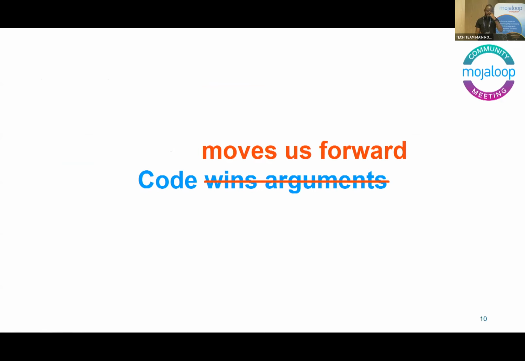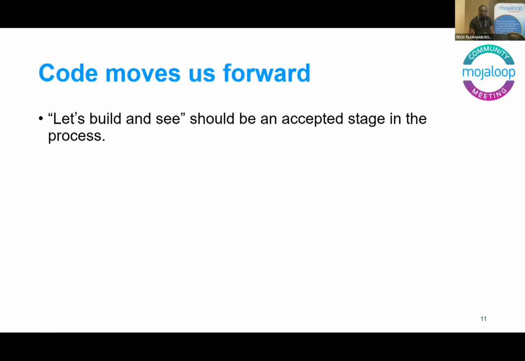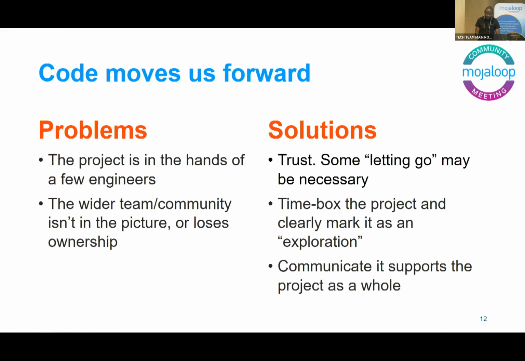It's important that even in our discussions, it's great to see code, and that forms the basis for any discussions or any decisions that we're going to go forward with. What does that look like? In our development process, we should bake in a stage that says, let's build and see, or do some experimentation. Now, this brings us some problems, and I've got solutions for them.